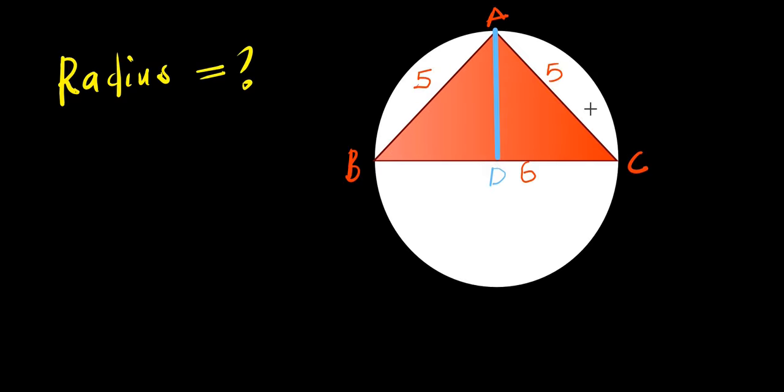Now the next step we are going to take is, if this length here, BC, is 6, then the line that divides this into two parts means each of these segments here will be 3 units. This is 3, and this is 3. Then from here, we are going to find this length AD, and we can indicate it with letter X. So to find this length AD, we are going to make use of Pythagoras theorem.